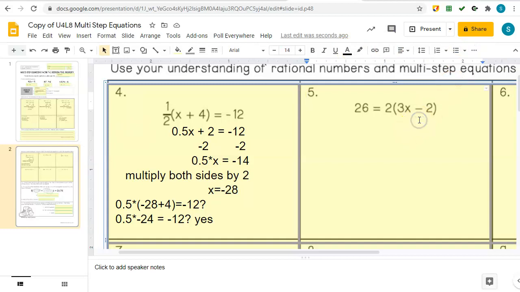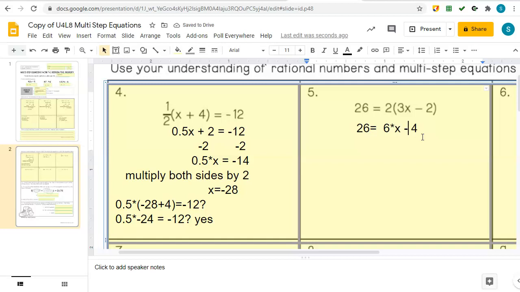Let's go ahead and take a look at this one. First, let's distribute to get rid of those parentheses. We're going to have 26 equals 6x minus 4. Now, we have two operations in here. We've got a multiplication times 6 and a subtracting 4.